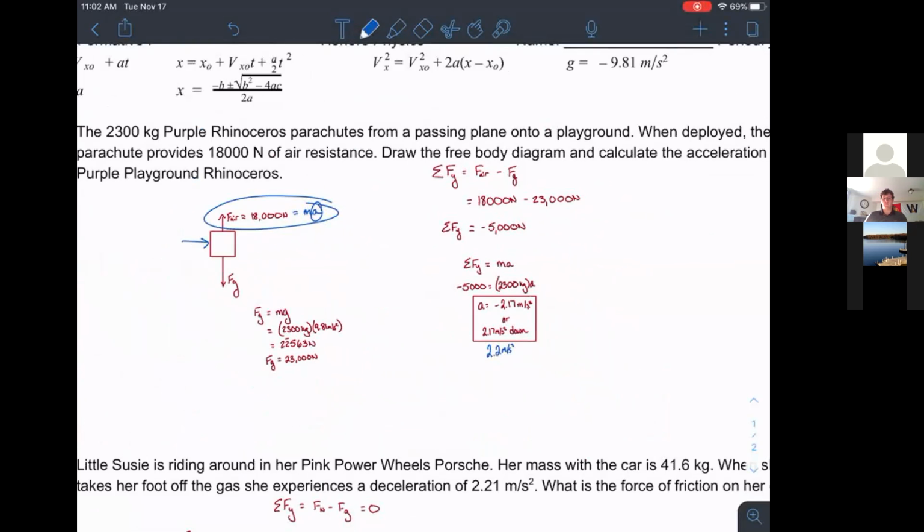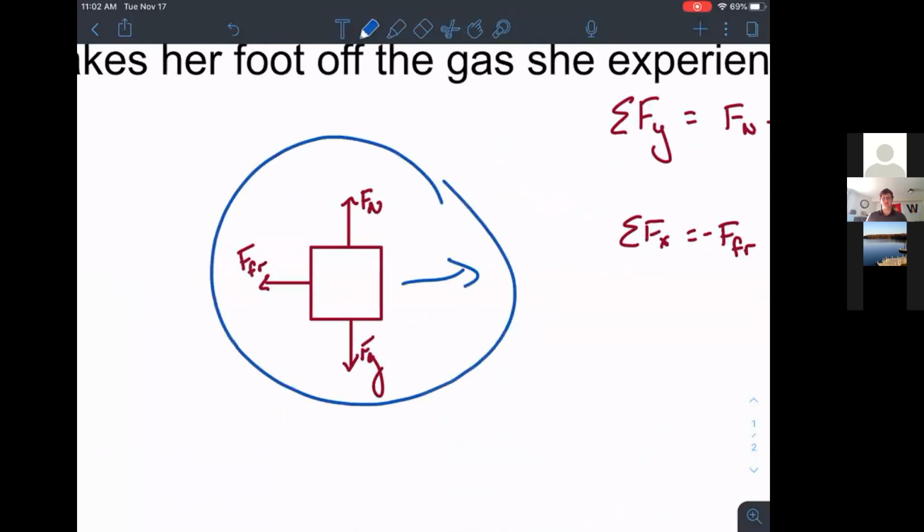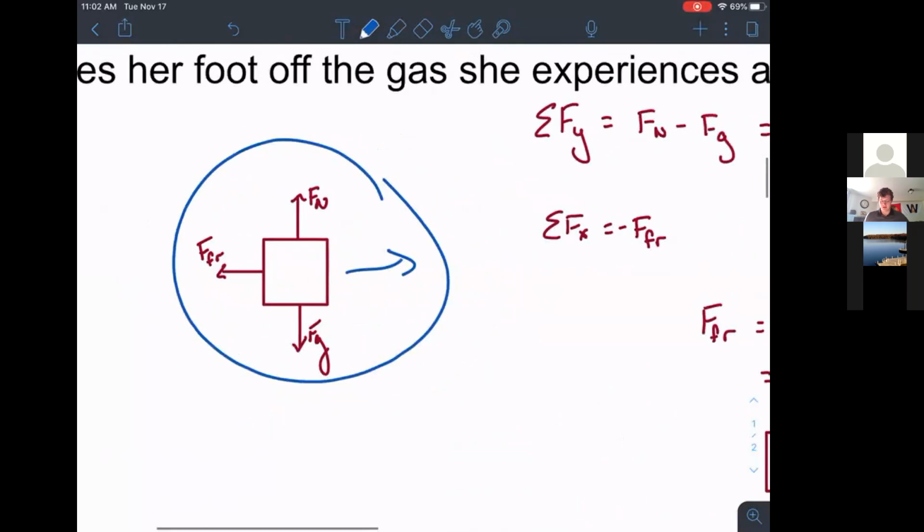All right, the second one, couple things that we're missing were this right here. This free body diagram, make sure you are drawing one so you know what forces are exerted by the object or the person.